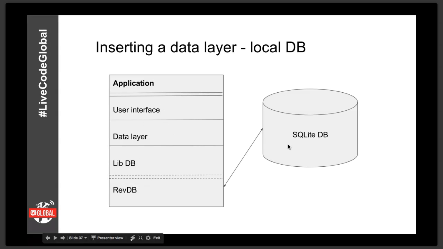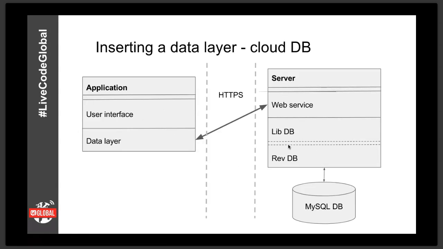But when we want to move things into the cloud, what happens is our user interface talks to the data layer. Now the API of the data layer is exactly the same. The user interface doesn't need to change at all. It's dealing with the data layer exactly as before. But this time what we do is we modify our data layer.